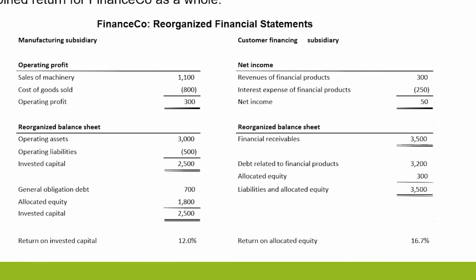So you can see that here. Right? We want to separate the income statements so that on the one side we have the manufacturing arm, on the other side I have the customer financing arm. And if I can do that, then I can value these as separate companies.